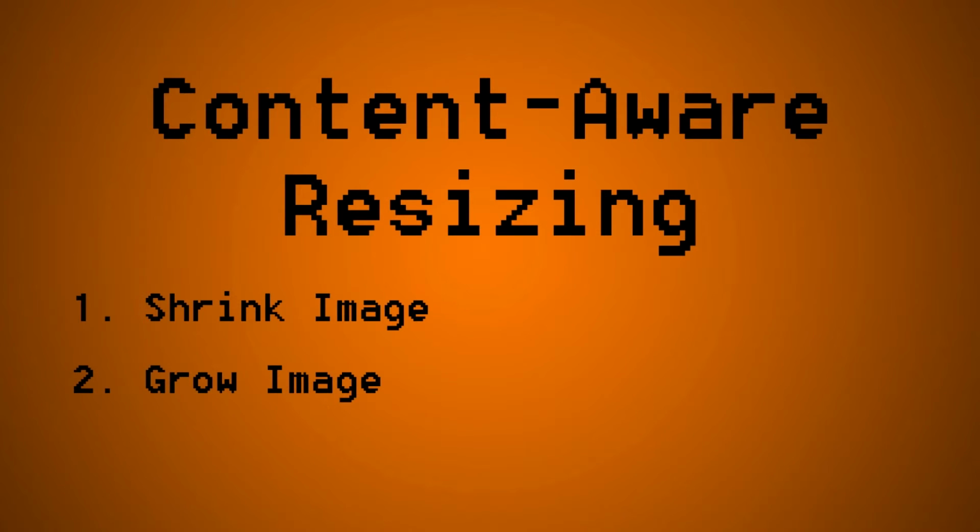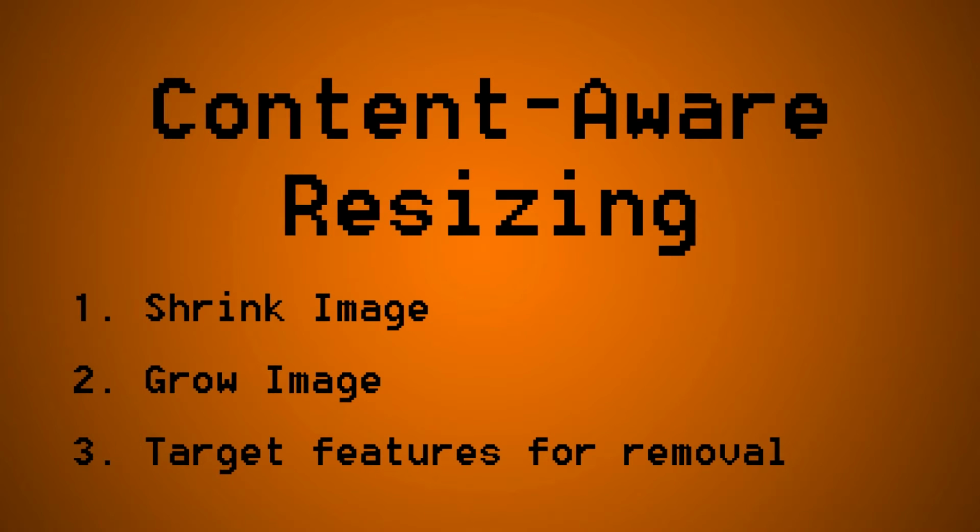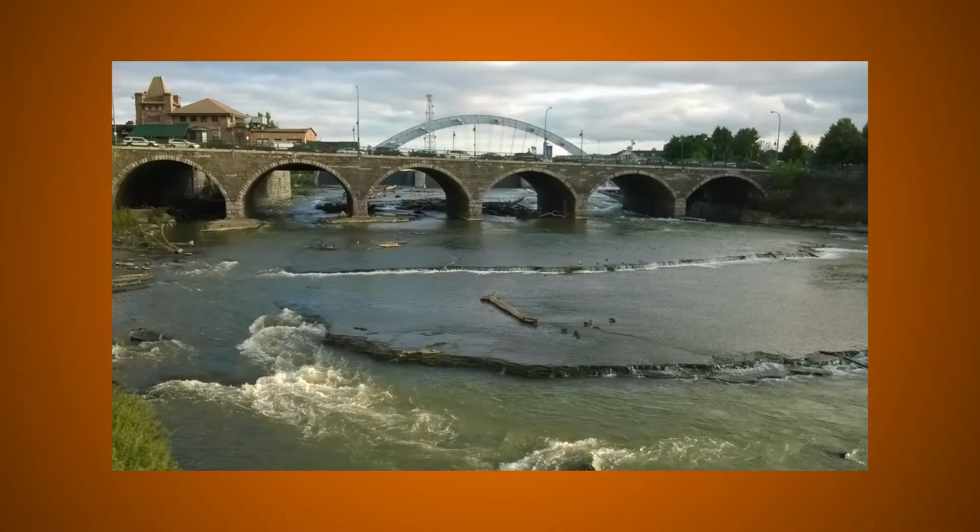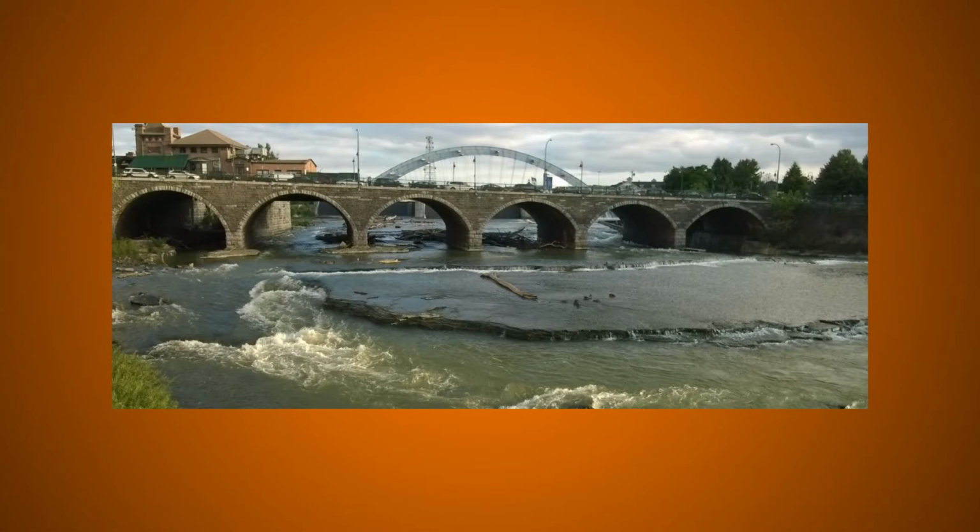So we've seen content-aware resizing increase and decrease the size of images. But that's not all it can do. We can also use content-aware resizing to target and remove areas of images we're not too fond of. Let's use this image of a bridge as an example. Say you wanted to use this photo as a banner for your website. You might want a short but still long image. Well, we've shown how to effectively do this with content-aware resizing.